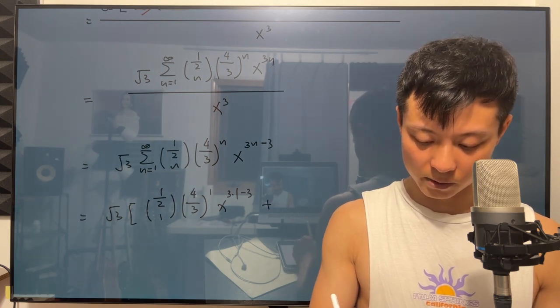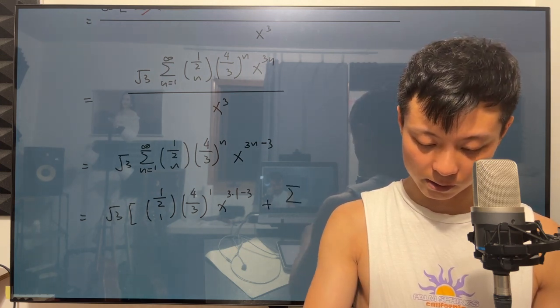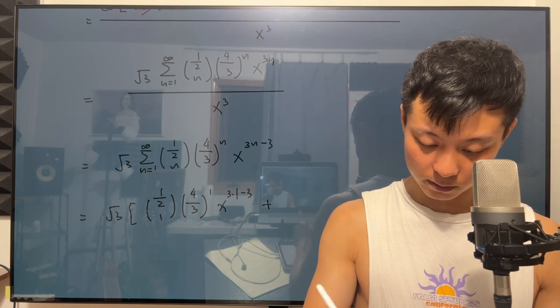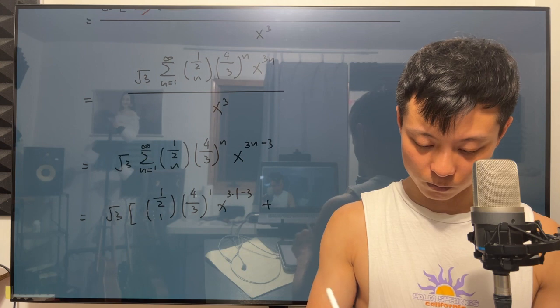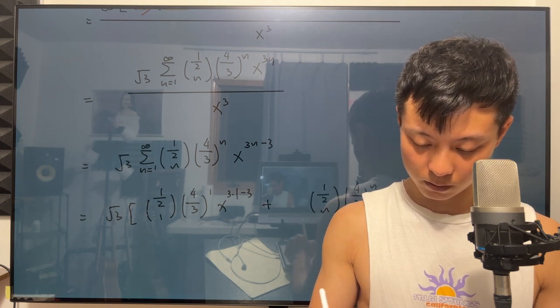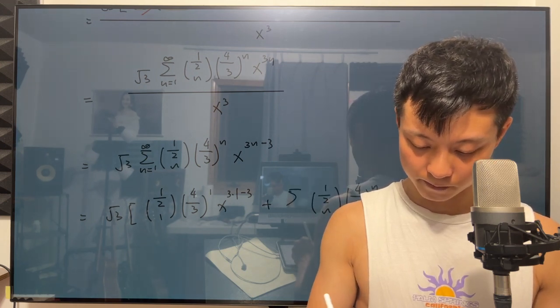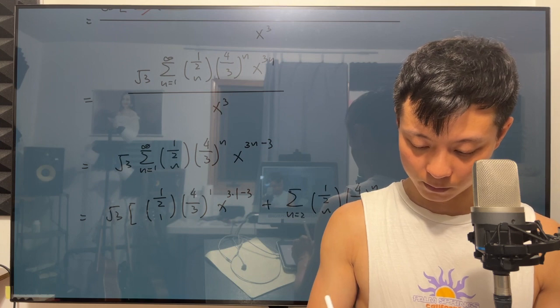And the remaining term is just the same thing, except that n changes from 1 to 2. So we have sigma, n from 2 to infinity.